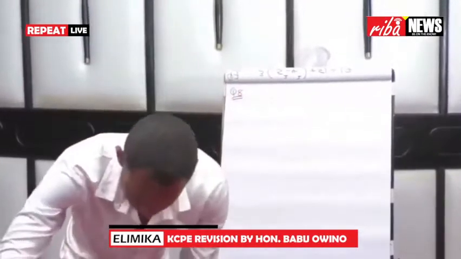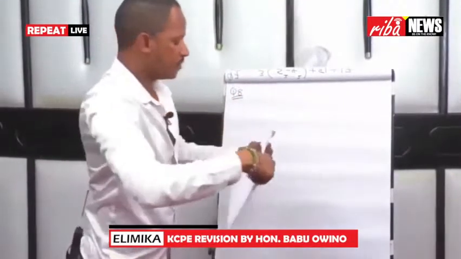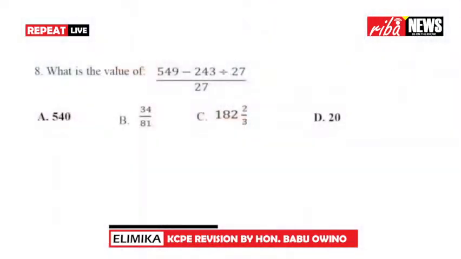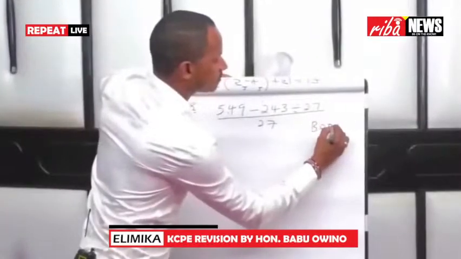Question 8. What is the value of 549 minus 243 divided by 27, all over, or divided by, 27? So this question, they want the value of this. Again, an application of BODMAS. So you write BODMAS.